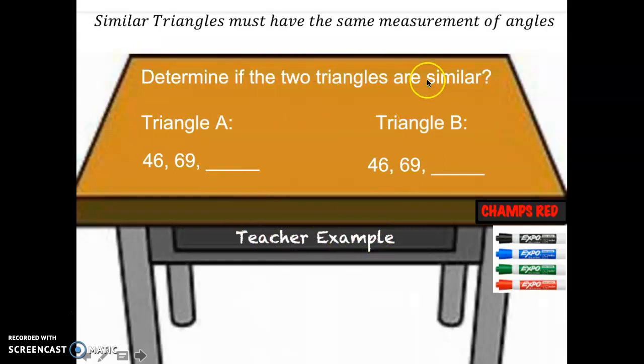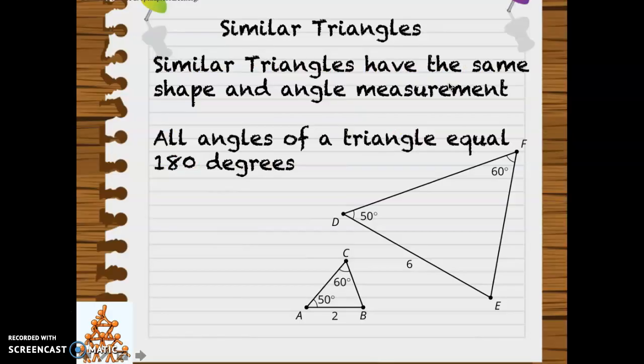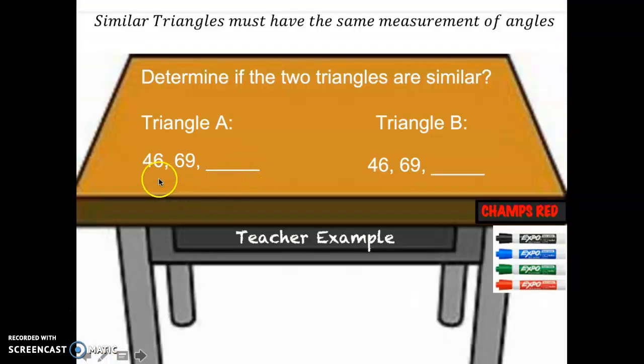Here's another teacher example, and you can write this in your notebook. Determine if these two triangles are similar. We got to remember two things. One more time, the shape and the angle are the same, and all angles must equal 180. So if these must equal 180, I would add these together and I will get 115. 180 minus 115 would give me 65, and I can say these are similar.